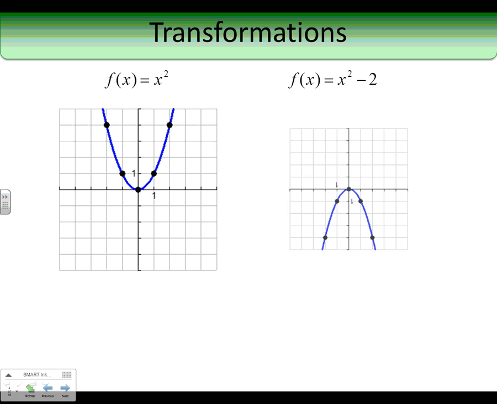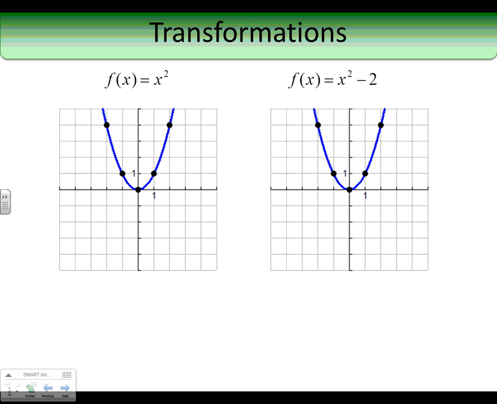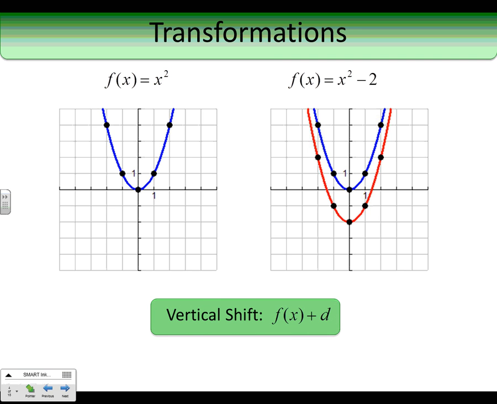So if we were going to take that parent function, x squared, and subtract 2 from it, so we're subtracting 2 on the outside of the function. So that is going to move my function down 2. So all of the points are moving down 2. Okay, so that's a vertical shift. So if something is added or subtracted to the outside of the function, that says that we're moving it up or down. Okay, so we're adding or subtracting to the y values. Okay, so that'll move your graph up or down.